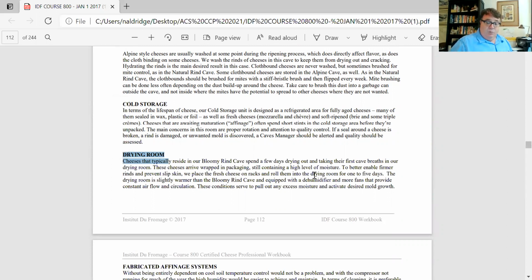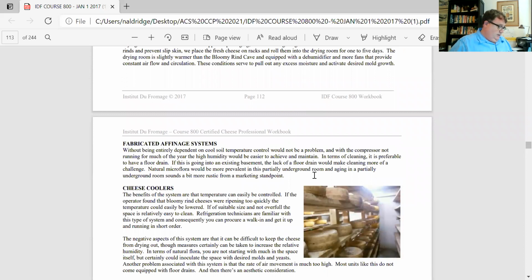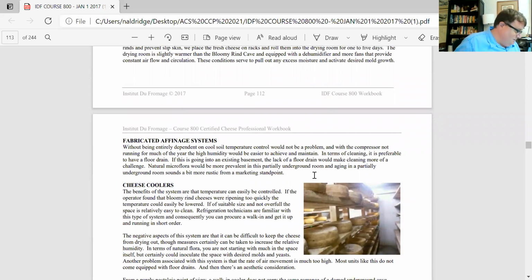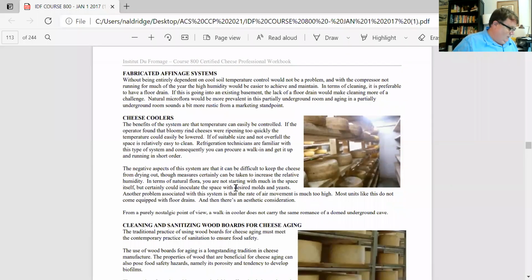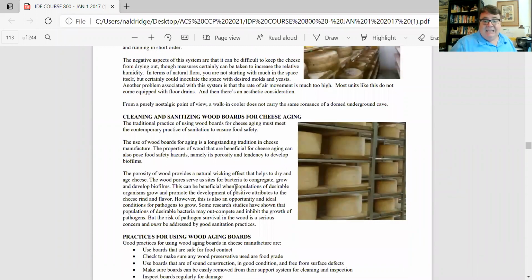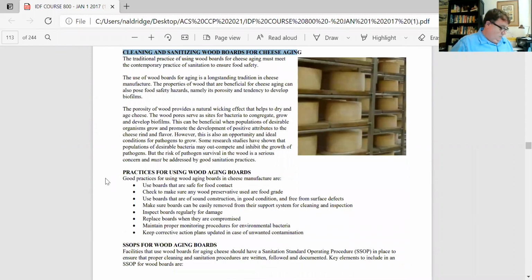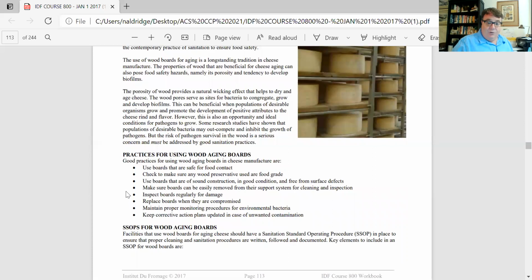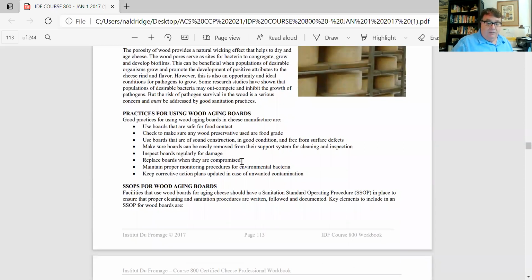Let's see here. Now we're moving to page 113. Fabricated FE&I systems, I would know it, but probably not a question. I would say a question on page 113 is going to come from cleaning and sanitizing wood boards for cheese aging. So I would highlight that and understand the processes for that. And then practices for using, because aging cheese on wood is a big deal in our world, right? And cleanliness is too. So we're probably going to get asked questions about this. So everything under cleaning, even practices for using wood aging boards, I'll definitely know about those.